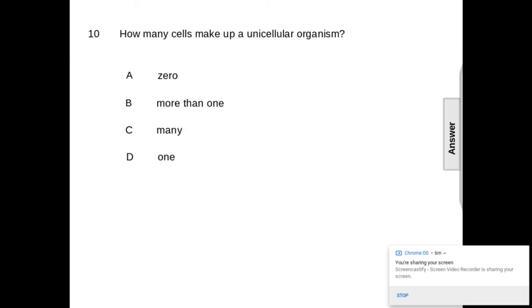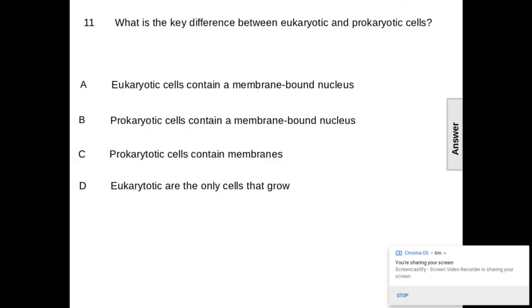How many cells make up a unicellular organism? So you're going to write this down. How many cells make up a unicellular organism? And then underneath that, you're going to write answer. The answer is 1. What is the key difference between a eukaryotic cell, true cell, and a prokaryotic cell, primitive cell? Write that question down, and then only write the answer down.